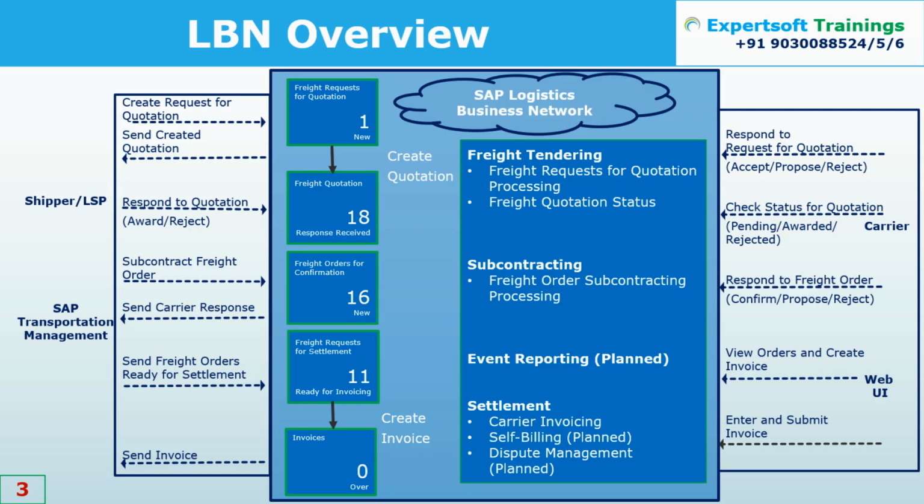Following on that, when BN4L or LBN was introduced, these different processes were integrated across both the tenants. If I talk about the tendering process, when the shipper creates a request for quotation, there is an app where you can see that the request for quotation was triggered by the shipper. Then when the carrier logs into the system through the carrier tenant, they see this request for quotation, and accordingly they either accept, propose or reject.